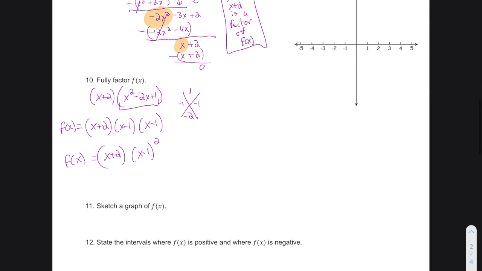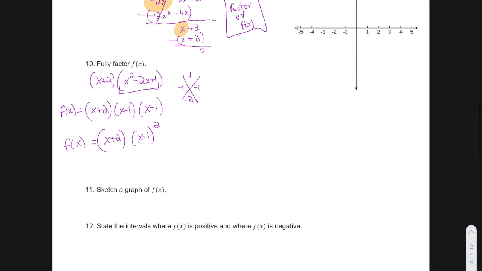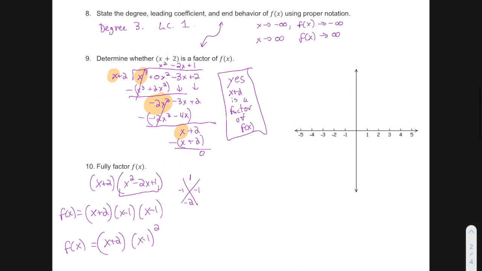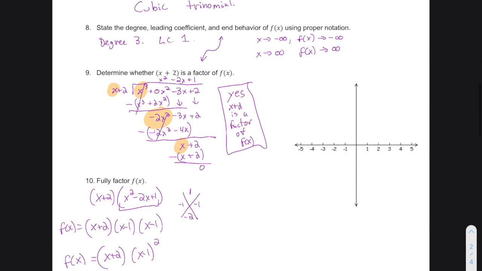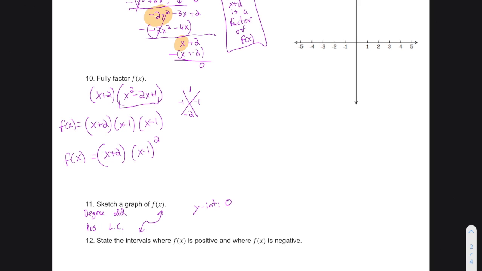To sketch our graph of f of x, we think back. We said this was an odd degree. We had a degree of 3, and it is a positive leading coefficient. That means our graph's going to look something like this. Okay. And then we're going to use our key coordinates, so a y-intercept. Well, if we put in 0 for our x's, f of 0, we can see all that remains is 2. So our y-intercept is 0, 2.